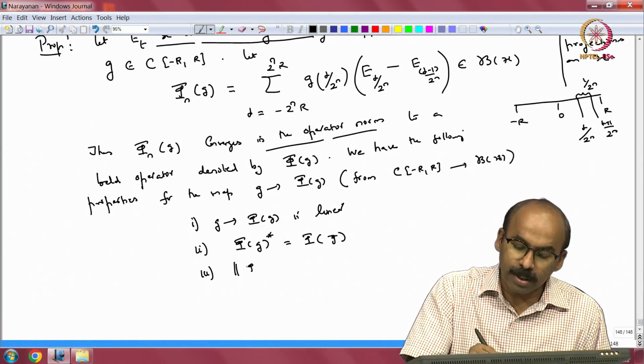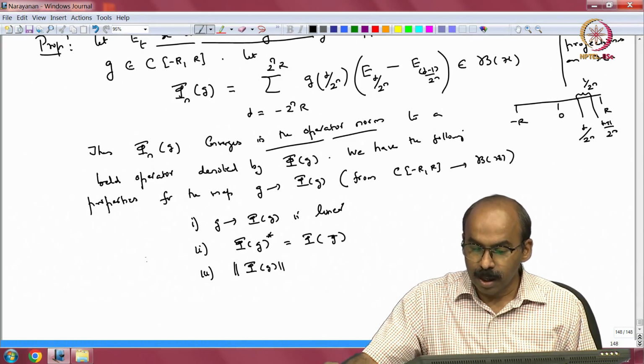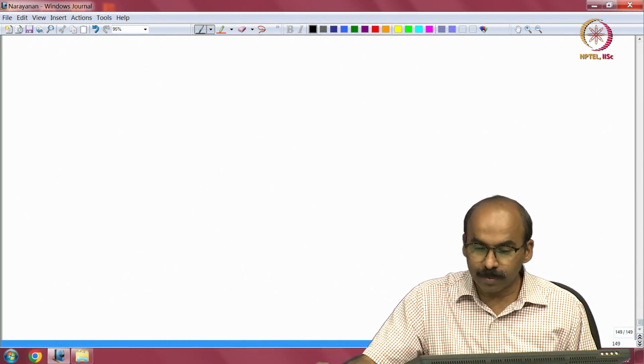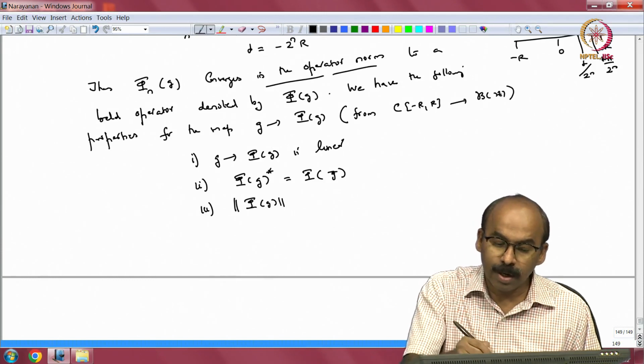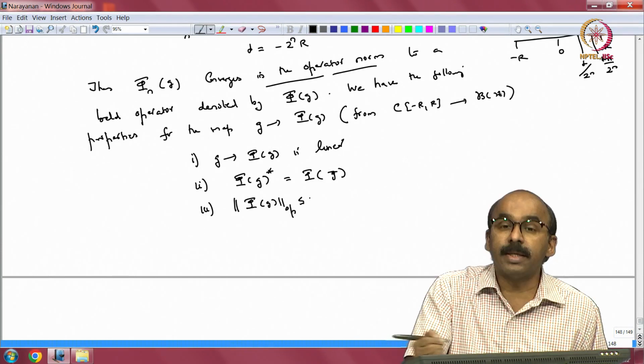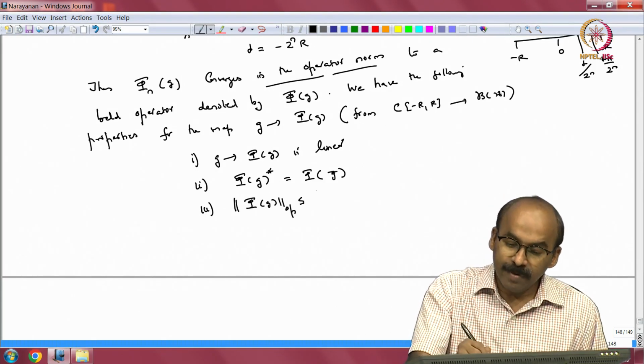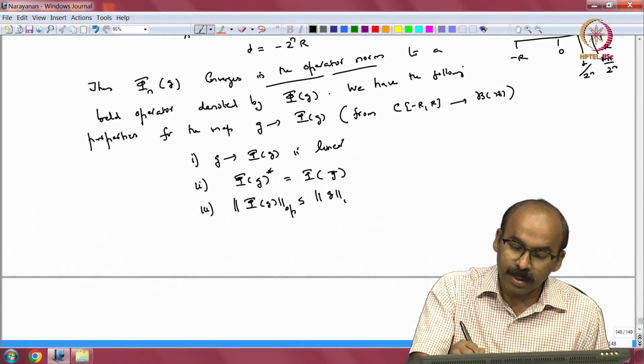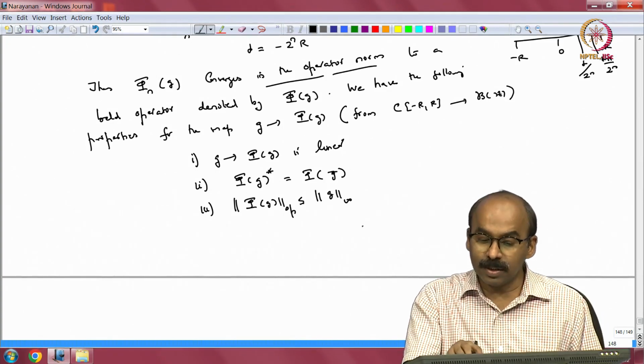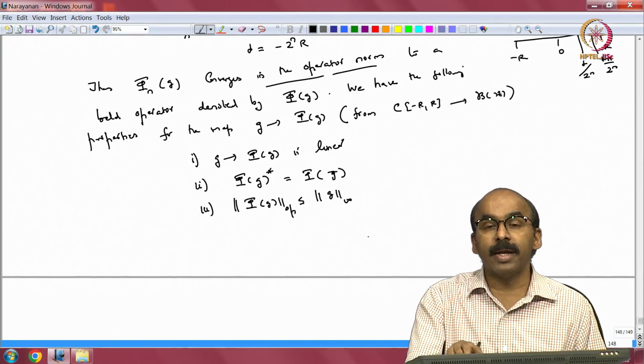So, I look at the norm of phi g as an operator. This is the operator norm. Let us write down that the operator norm is less than or equal to the L infinity norm of g, the supremum norm of g. This is what I meant by you may have an inequality instead of equality.